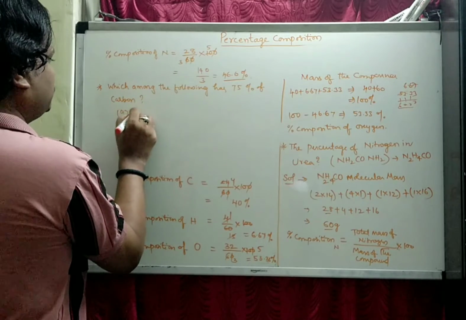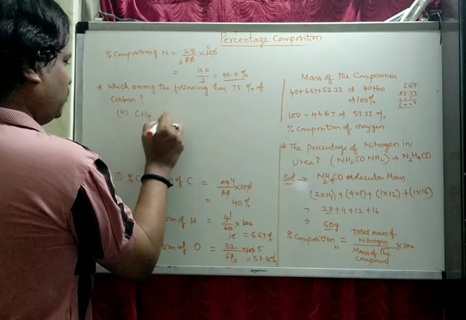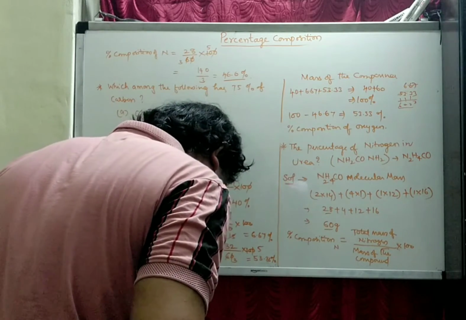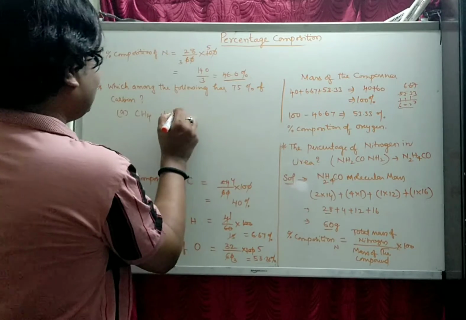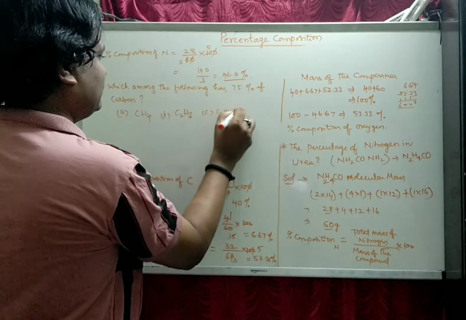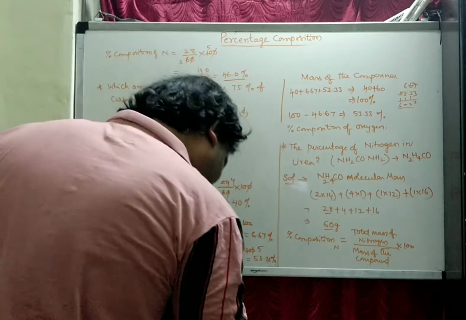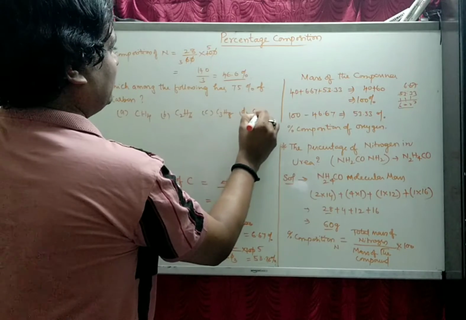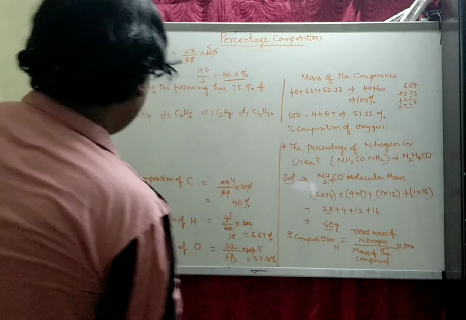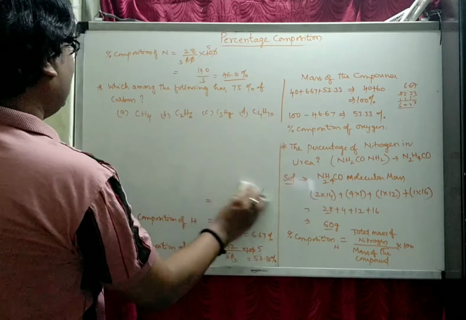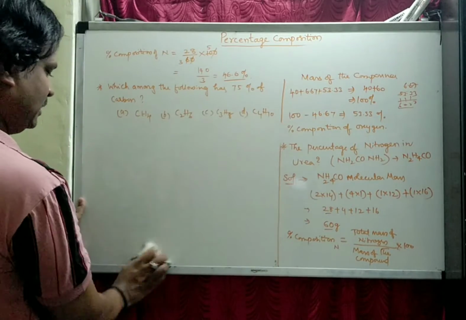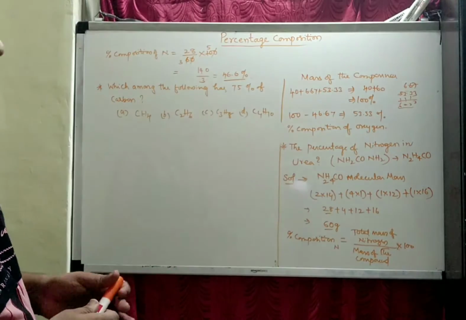Option A is CH4. Option B is C2H6. Option C is C3H8. Option D is C4H10. So among these, you have to find which compound has 75% of carbon. That means you have to calculate separately for each case.